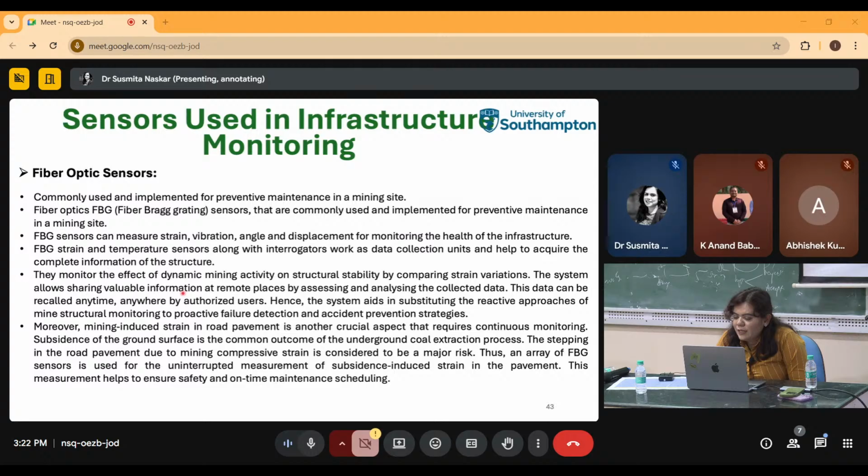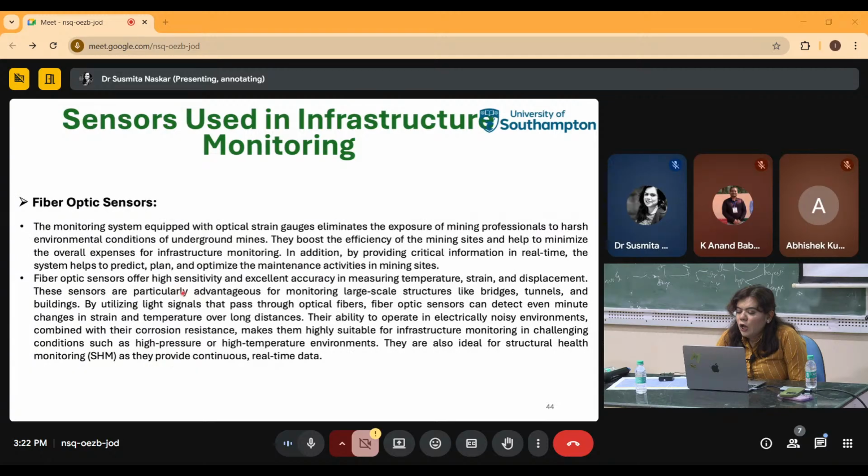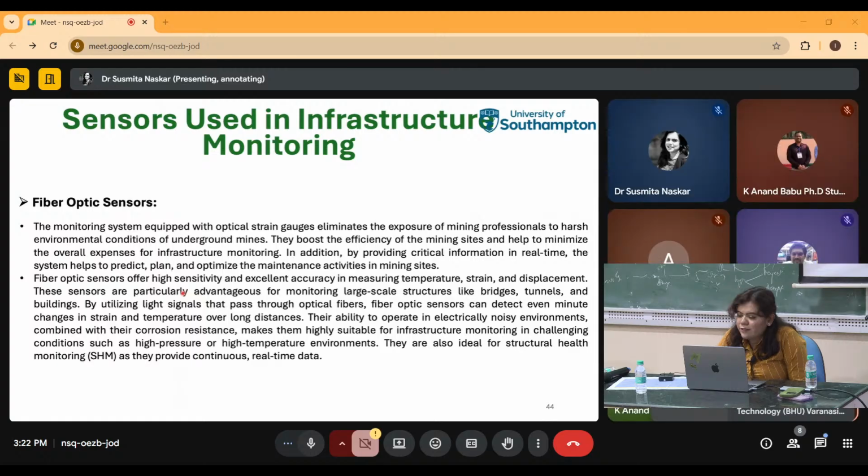Then you can see what the benefits of this kind of sensor are. By using optical strain gauges, especially underground, we can monitor the infrastructure without exposing workers to the hazardous environment. They don't need to physically go there. By using these sensors, we can monitor the health of the structure. This also boosts the efficiency of mining operations, reduces the cost and minimizes environmental risk. If you think about this sensor, we get real-time data that allows us to predict, plan and optimize the maintenance activities instead of relying on reactive approaches. So safety and efficiency are the main benefits of this kind of sensor.